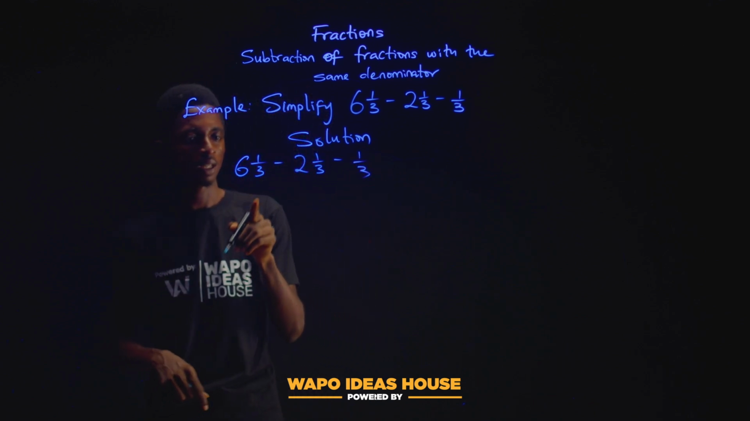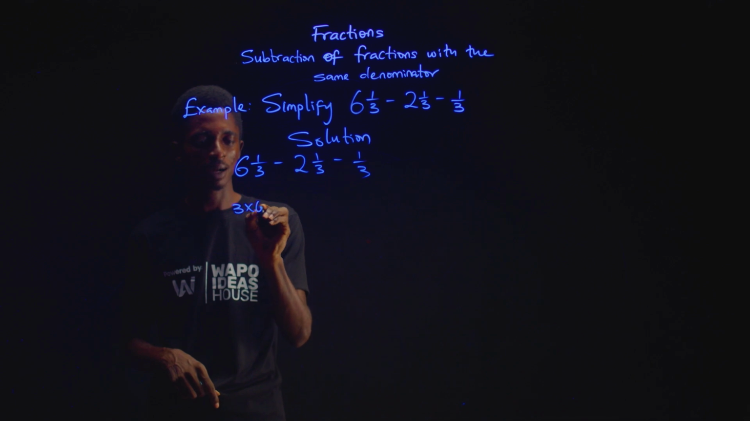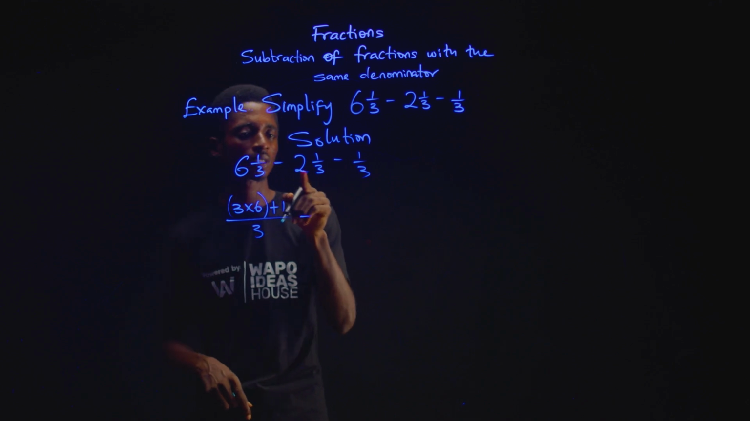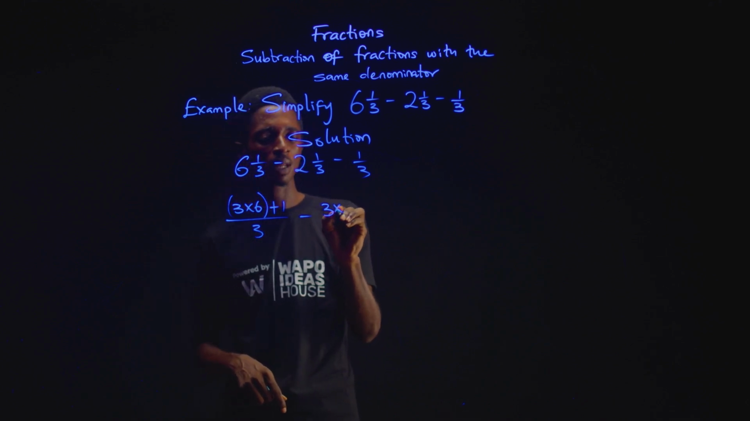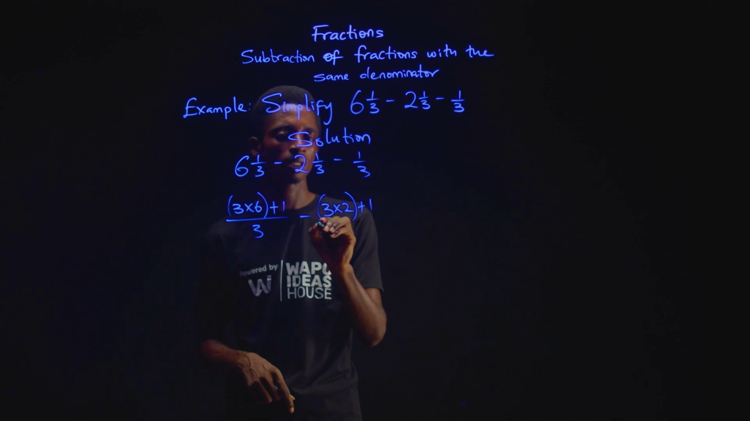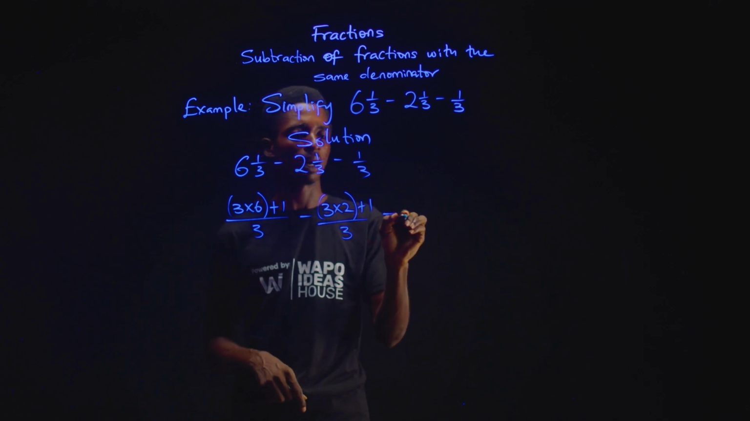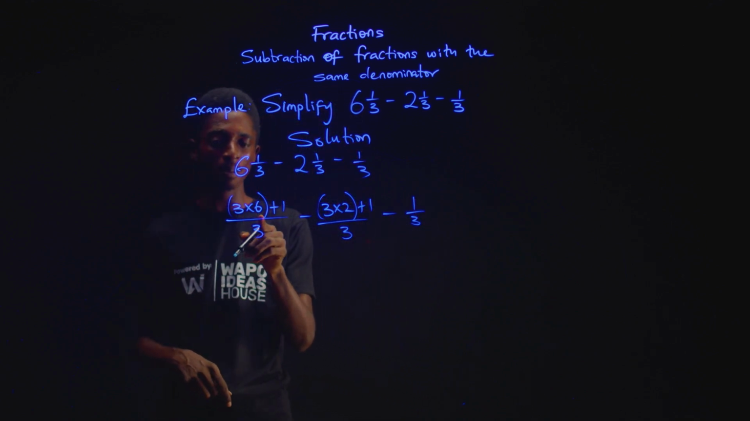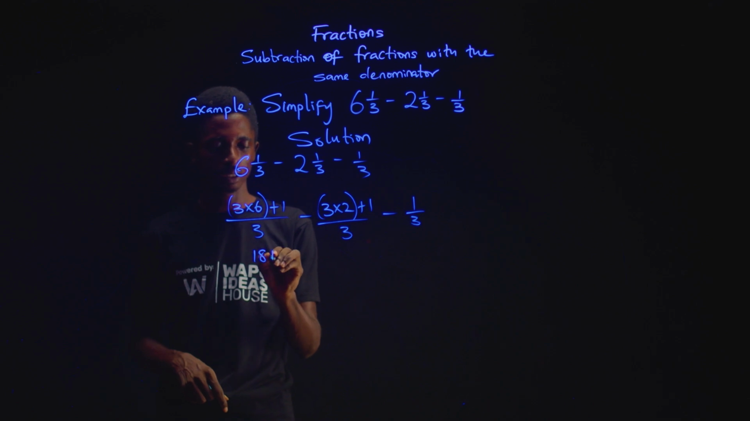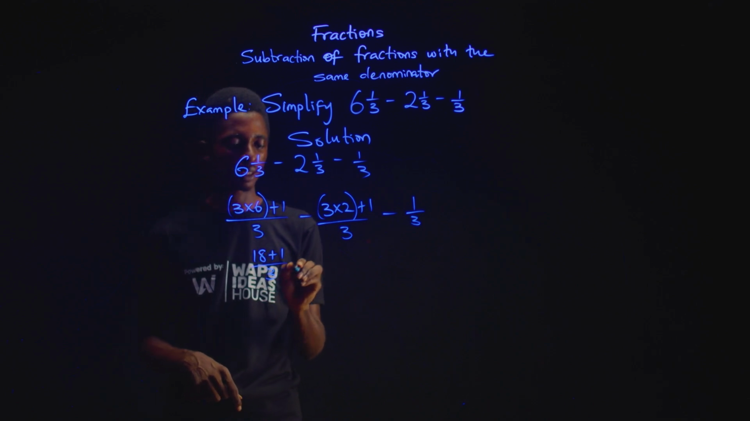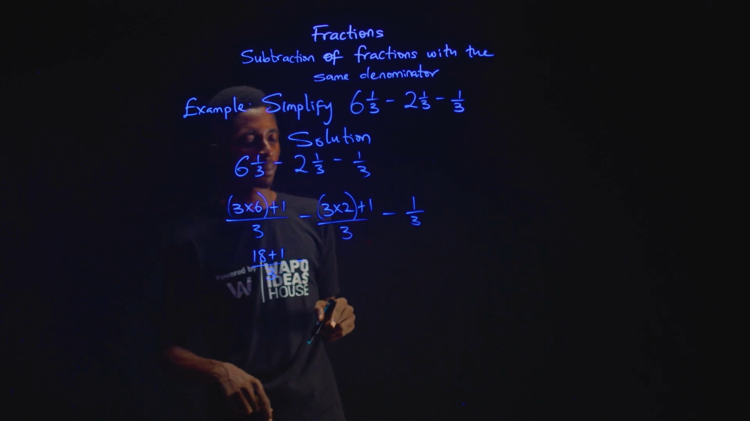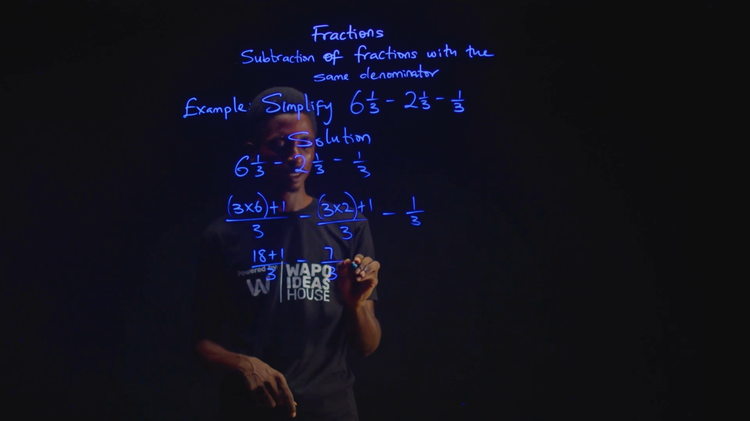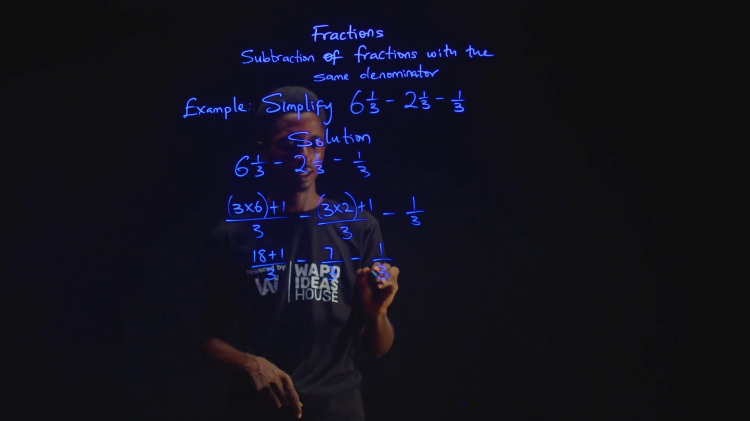This would give us, for this fraction, 3 multiplied by 6 plus 1 over 3 minus, for the other fraction we have 3 multiplied by 2 plus 1 over 3 minus 1 over 3. Now 3 multiplied by 6 will give us 18 plus 1 over 3 minus 3 multiplied by 2, that is 6, plus 1, that's 7 over 3 minus 1 over 3.